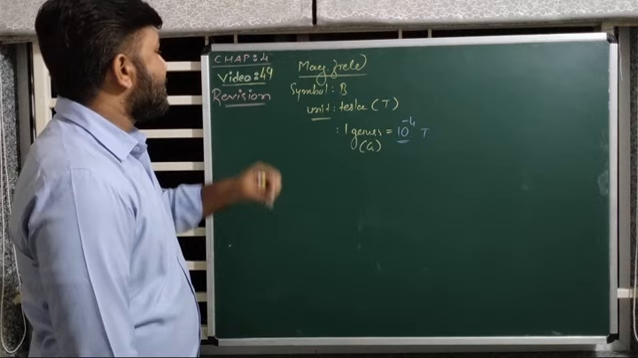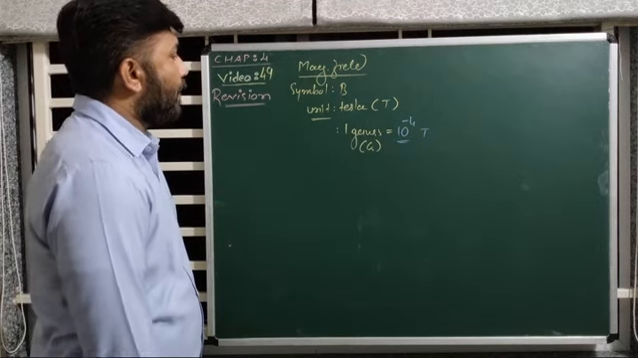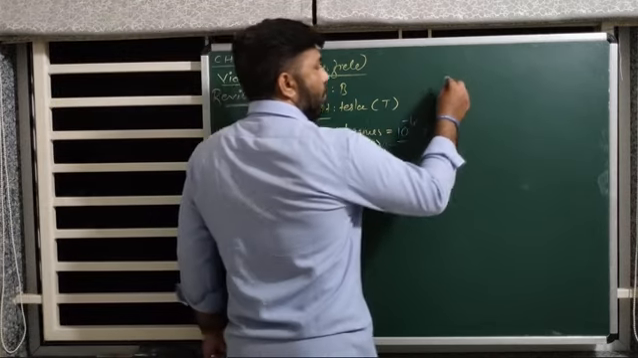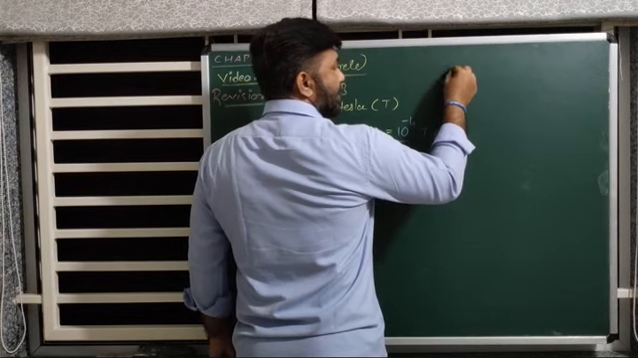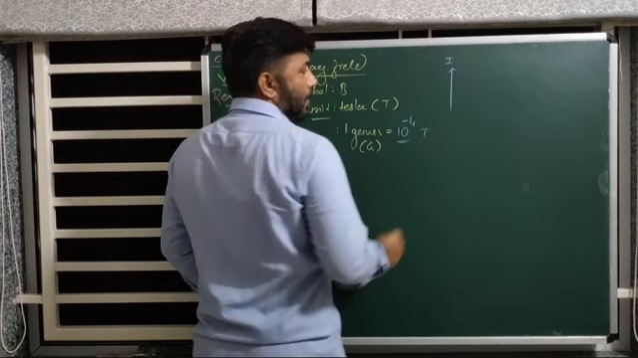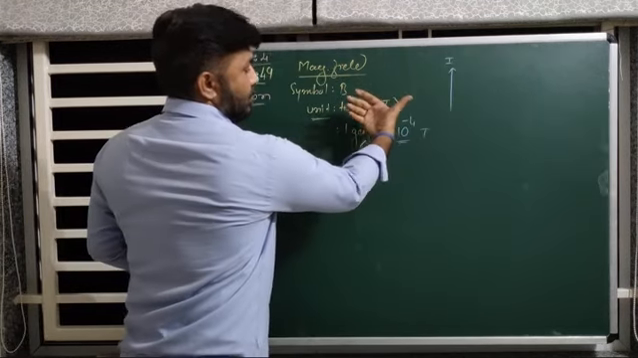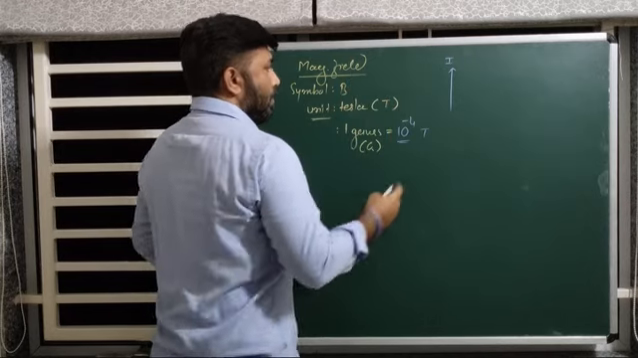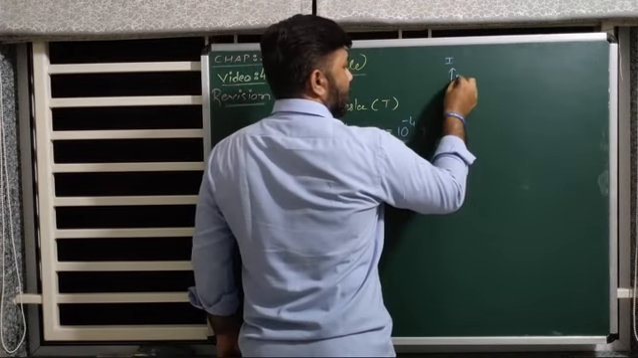So this is about magnetic field. Suppose this is the direction of electric current I, like this. Then the magnetic field lines are like this.